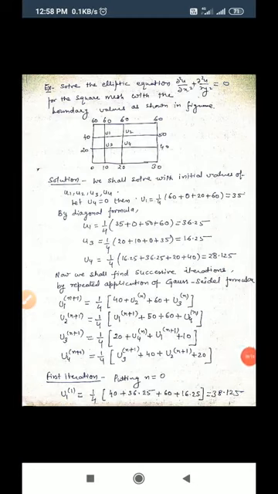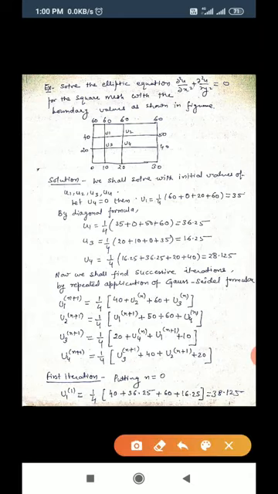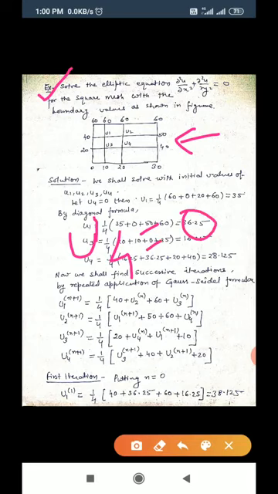Sometimes we use a formula which is called the diagonal 5-point formula, since the values lie on diagonal mesh points. Consider the elliptic equation ∂²u/∂x² + ∂²u/∂y² = 0 for the square mesh with the boundary values as shown in figure. Here we let u4 equal to 0.